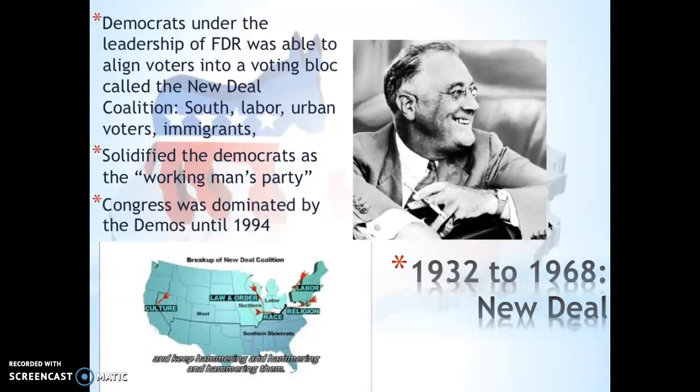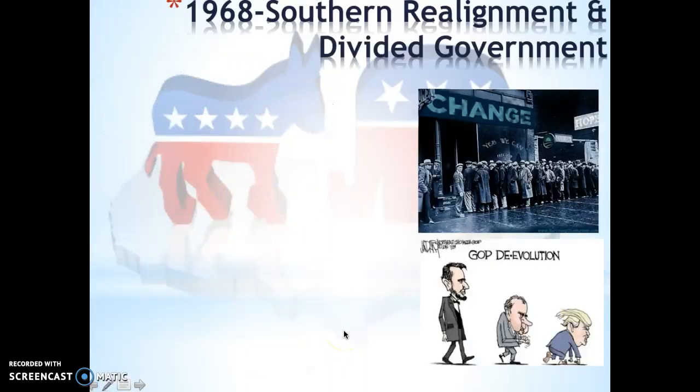Democrats were able to dominate Congress until 1994 because of this really strong New Deal coalition that was created by FDR and his New Deal policies. Now that New Deal coalition is going to start to break apart in the 1960s. So you can see that the New Deal coalition is fractured. Now I'm going to tell you why.